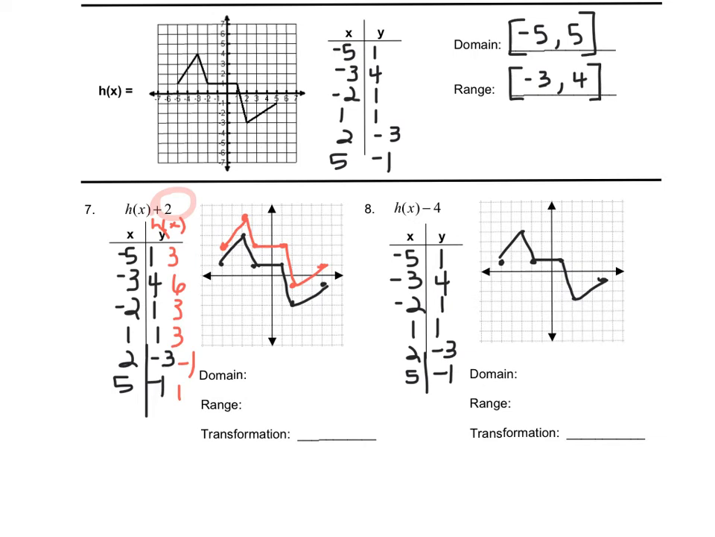Let's look at the domain and range. I'm assuming some of you can guess that my domain didn't change. My domain of the red graph stayed the same. It was from -5 to 5. My range now, the bottom of the graph is right here, which is -1. The top of the graph is right here, which is 6. So I went from -1 to +6.